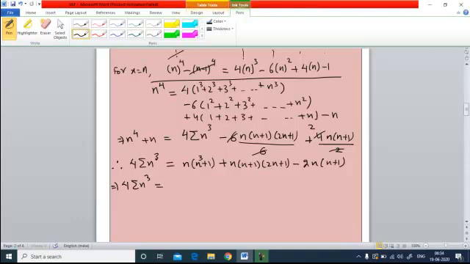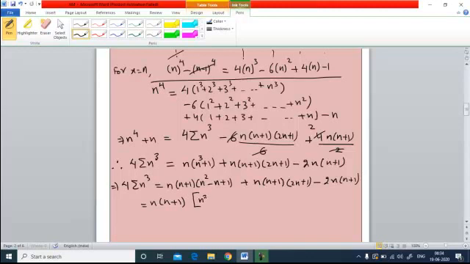You can even factorize this part. This is in the form a cube plus b cube. We have a formula for a cube plus b cube, and what is that? It is (a plus b) into (square of a minus ab plus square of b). Writing the remaining two terms as they are. Now if you look at this equation, you will find a lot of the terms can be taken common. We can take n common, we can take n plus 1 common.